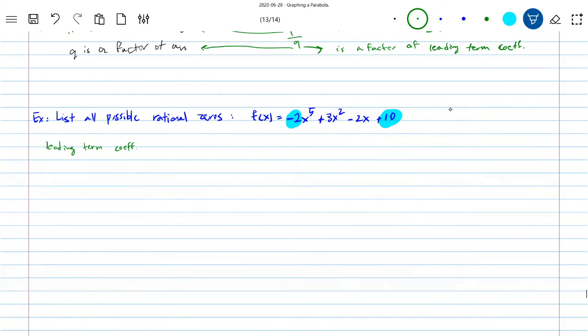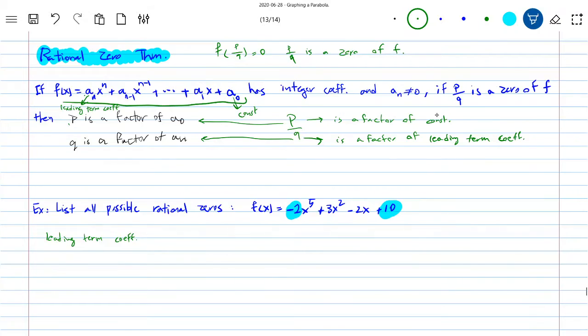Normally we use a_n to show it. So a_n normally stands for the leading term coefficient. In this case, what is that leading term coefficient? It is -2. This is, for our fraction, the q. Q corresponds to the leading term coefficient, factors of a_n. Sorry, q will come from a factor of this -2.